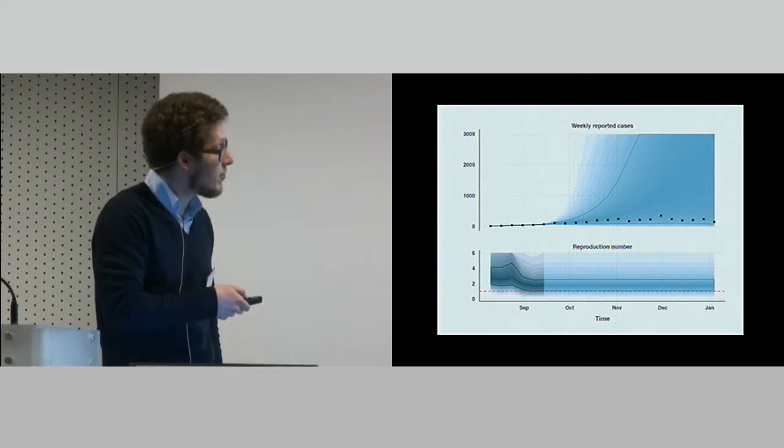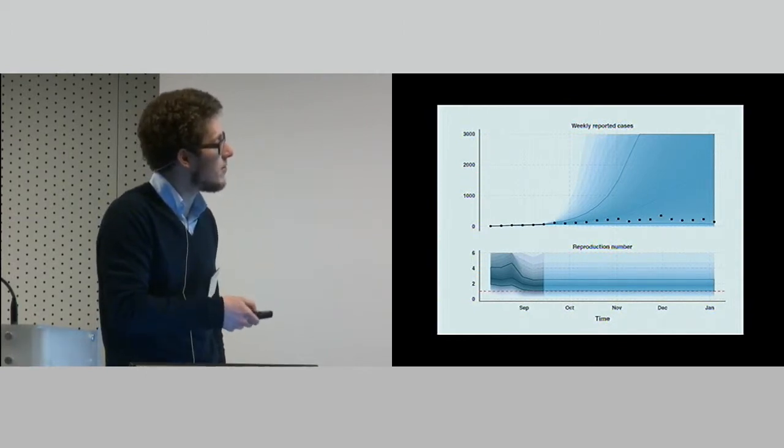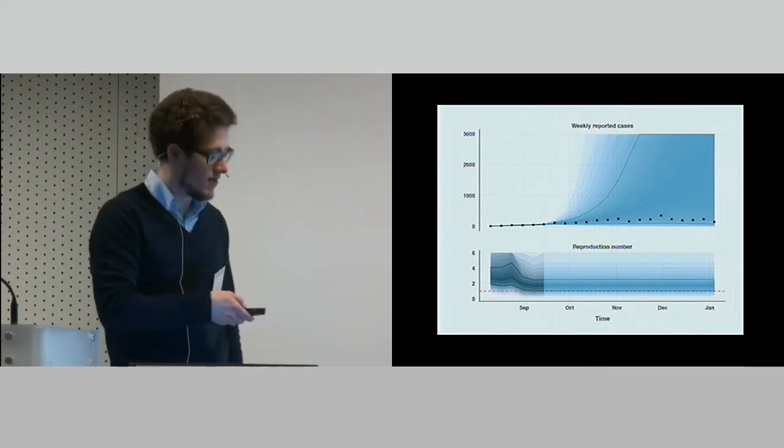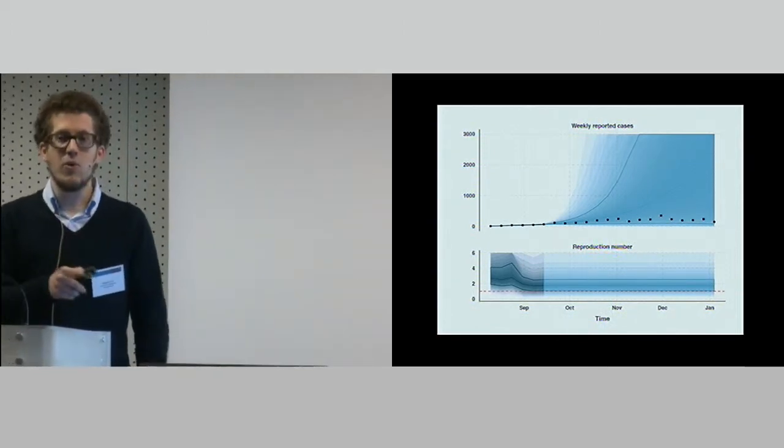So we had 50% confidence that the trajectory would be between those two, which it actually was, and then 95% confidence that it was between those wide regions. Okay. This is what we did every week.